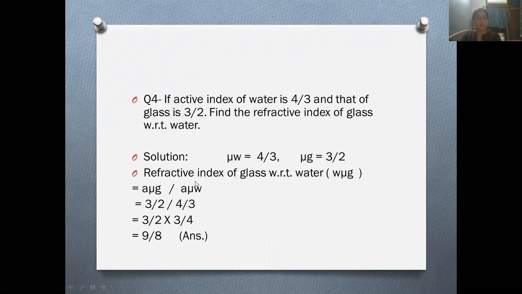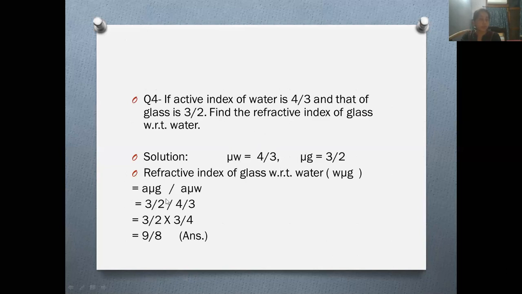And the fourth question is, if the refractive index of water is 4/3 and that of glass is 3/2, find the refractive index of glass with respect to water. This is the refractive index of water with respect to air, and the refractive index of glass with respect to air is 3/2. These two values are given. The refractive index of water is 4/3 and of glass is 3/2. What you need to find is the refractive index of glass with respect to water.